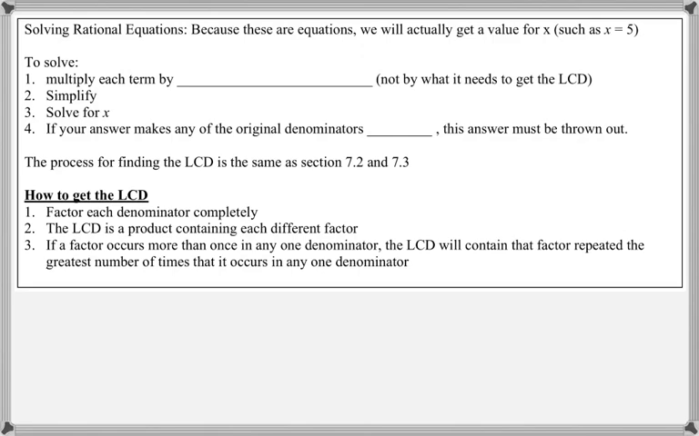Whereas in the previous sections we were simplifying expressions and our answer could be very messy, like x squared minus 2 over x plus 7 or something like that. So here we're actually just going to get like a single number or potentially two numbers for x. Okay, so to solve we need to multiply each term by the LCD itself.